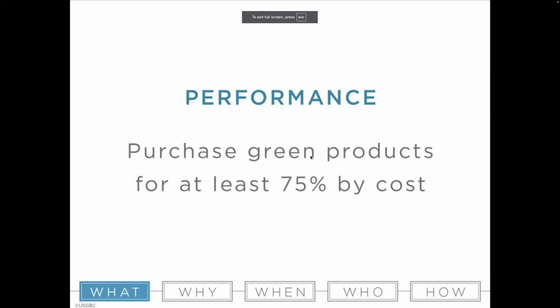All right, so purchase green products for at least 75% by cost. We filled out the calculator, and we didn't get anywhere close to 75%, so we didn't get any points.